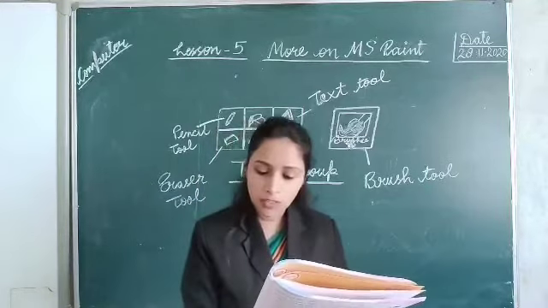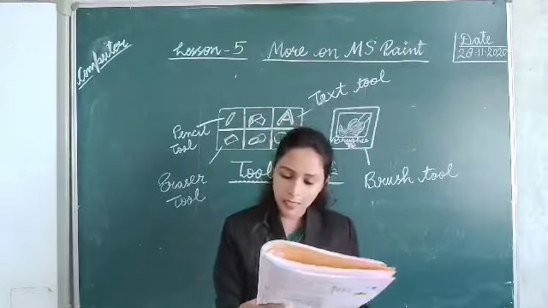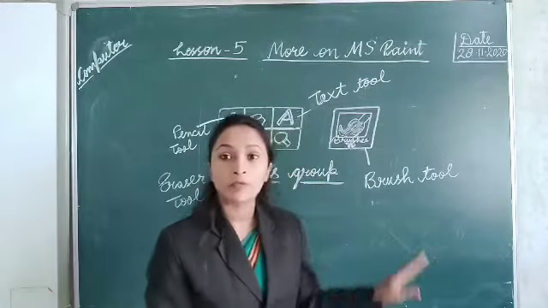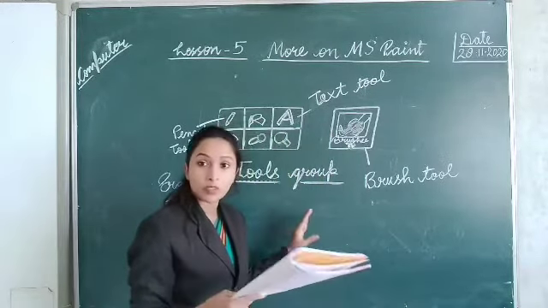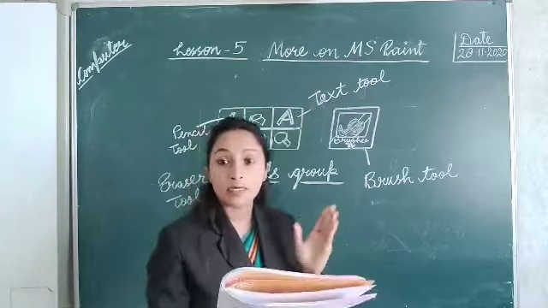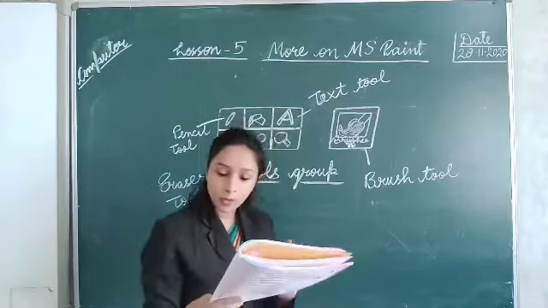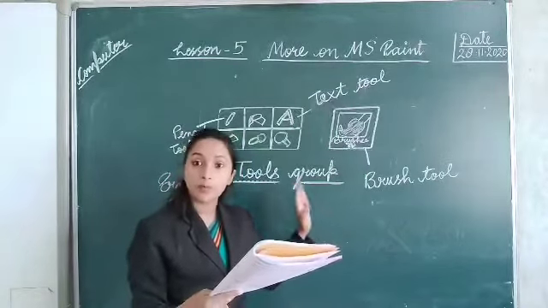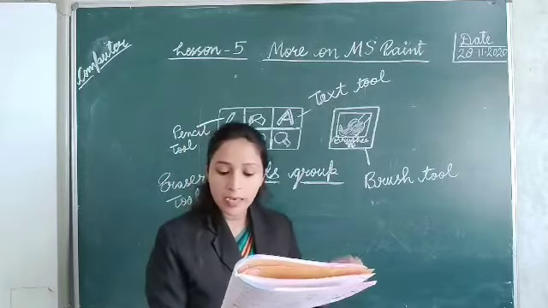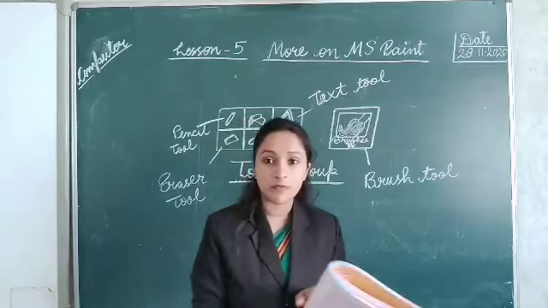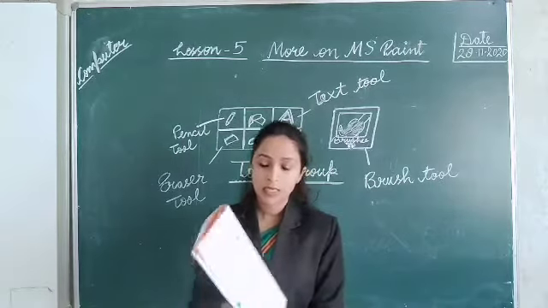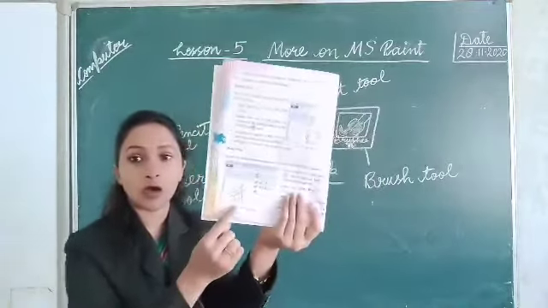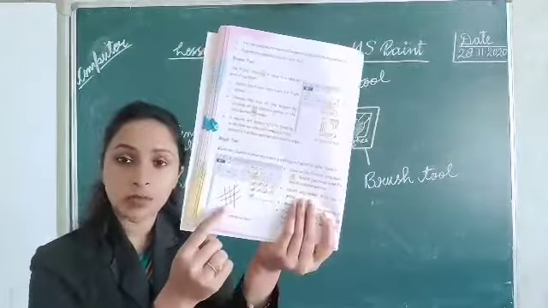Press and hold down the left mouse button and drag the mouse to draw different lines. When you move your mouse pointer on the drawing area, you have to press and hold down the left mouse button and drag the mouse to draw different lines, as it is given in your book. Okay, you can draw lines using the brush tool.